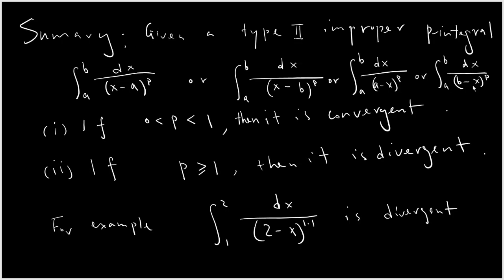Again, the last one is an improper integral, because the integrand is undefined at b, right? b will make the denominator 0. I think if you can remember the 4 forms, it should be fine. Okay. You really do not have to remember. You just need to know the denominator is a linear function to some power p.